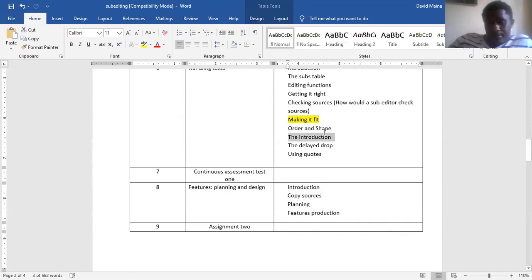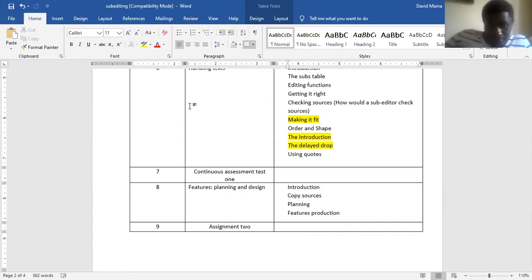So we will look at the introduction. What should you put in an introduction? Then there is the delayed drop. The delayed drop means that you are creating what we call a suspense in your story. The delayed drop usually happens in feature stories. The feature stories usually follow, you see the news story inafuatanga what we call the inverted pyramid.